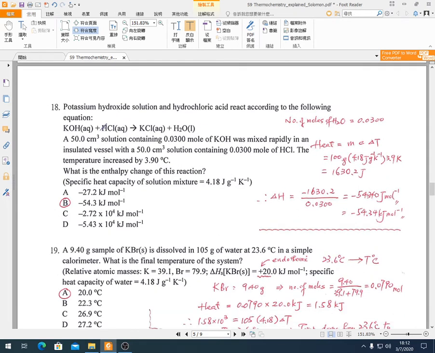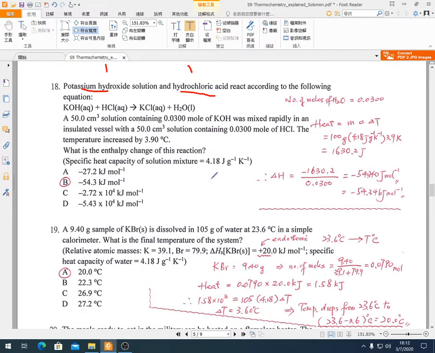This is an experiment, KOH, a strong alkali, corrosive. It's called caustic potash. Caustic means corrosive. And you have hydrochloric acid, a strong acid. 1 mole to 1 mole, they react. You are given some volume, and you have KOH 0.03 mole, and then HCl 0.03 mole.